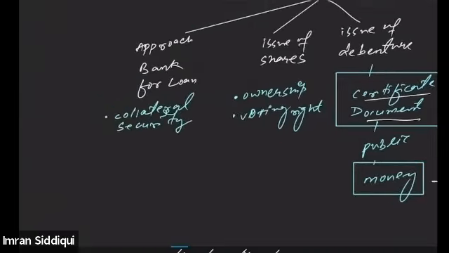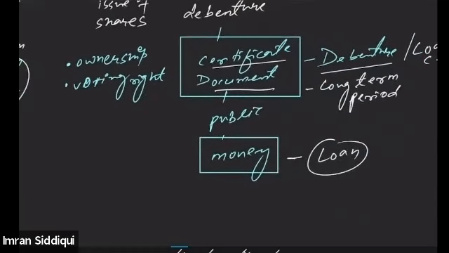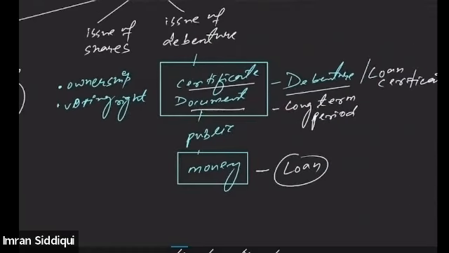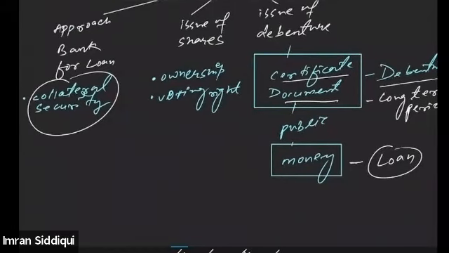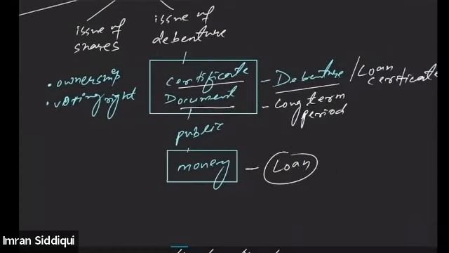Instead of going to the bank, the company is asking the public to give the company a loan of rupees 50 lakh. So how is it different from asking for money from the bank? If the company wants to raise money from the bank, it will have to put something up as collateral security. But if the company is issuing debentures to the public, and raises the amount by issuing a debenture certificate, the company is not required to put up any collateral security to the public.